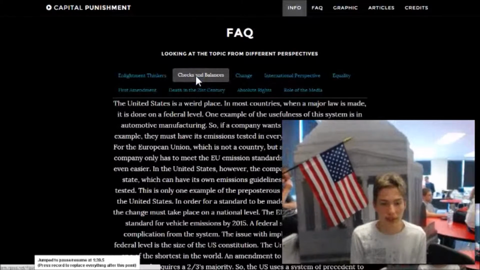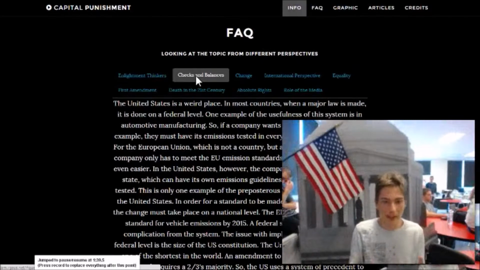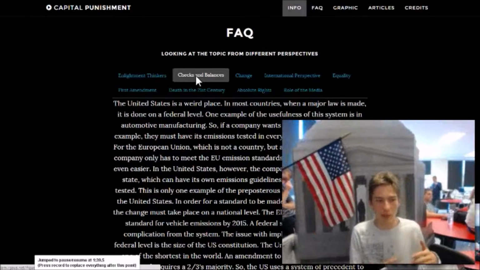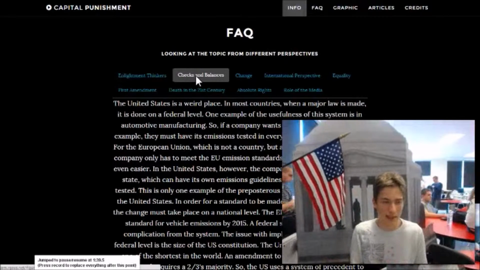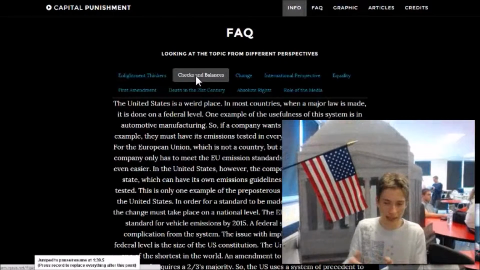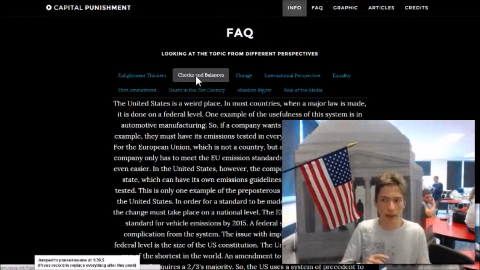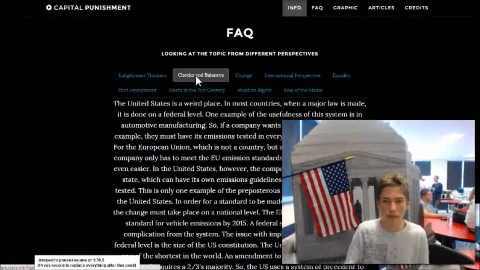Let's start with the checks and balances system. So the United States is really weird. In most countries, when we make a major law, the law applies to the whole country, but in the United States, each of the individual states gets to decide on important issues. So from state to state, there are different laws regarding who can be executed and why.